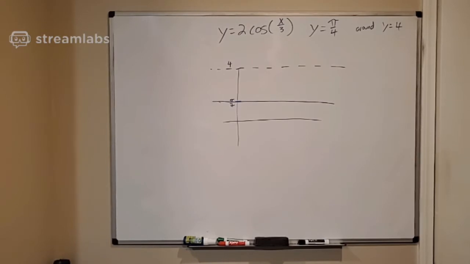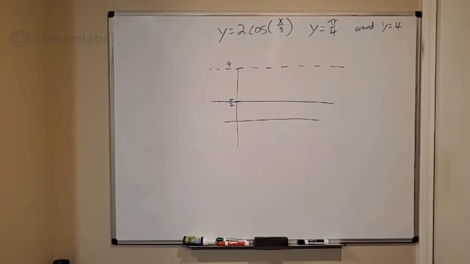Okay. So, what value does cosine have at pi over 4? Let's see, cosine has pi over 4 at... Oh, I don't know where cosine has pi over 4. I guess I'll have to solve for that one. Yeah, I will. Okay.